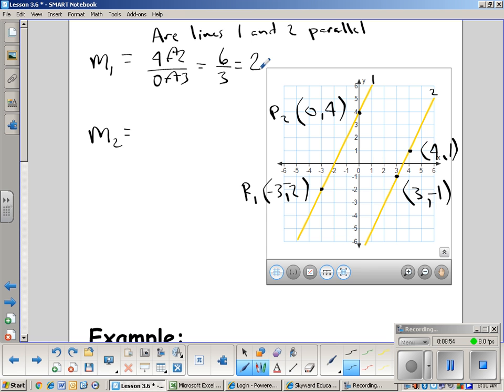Thomas. Looking at line 2 now. Again, I'm going to call this point 2 and point 1. And so 1 minus -1 over 4 minus 3. What's 1 minus a -1 become? 2. And 4 minus 3 is 1, which is 2. So are they parallel? Yes. Had Thomas not caught our mistake, we would have said 2/3 and 2, and we'd said they weren't parallel, but they definitely are. Okay?